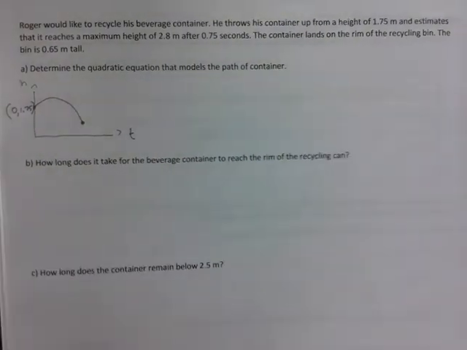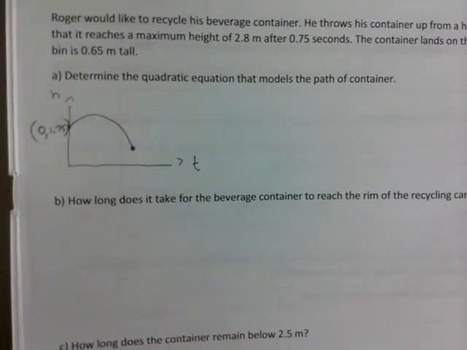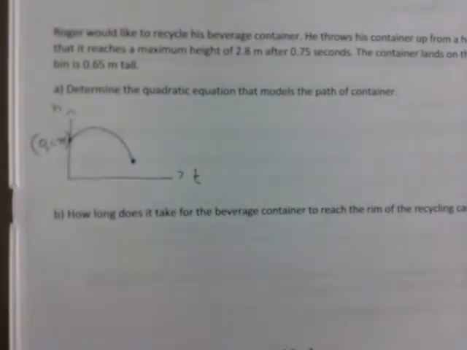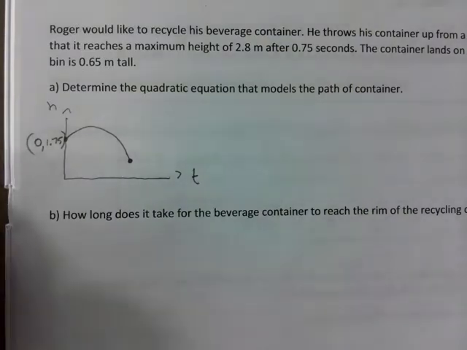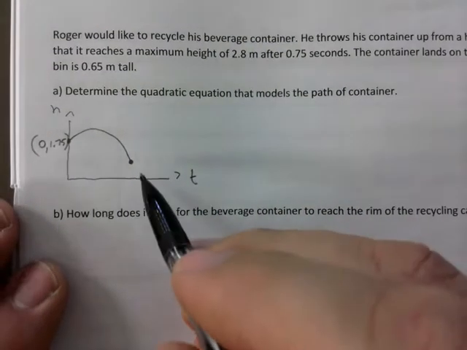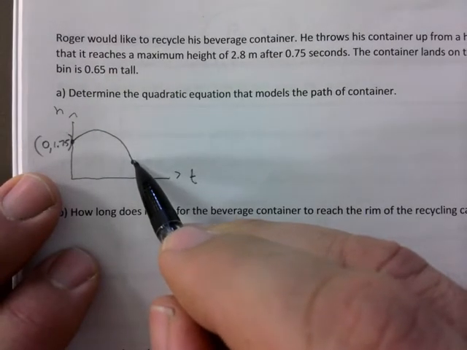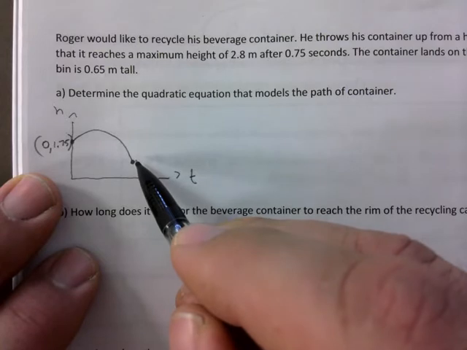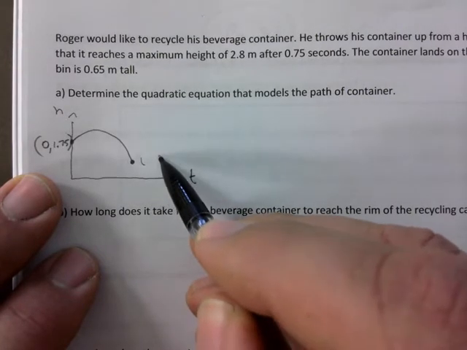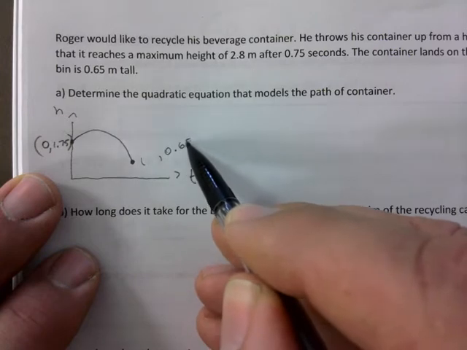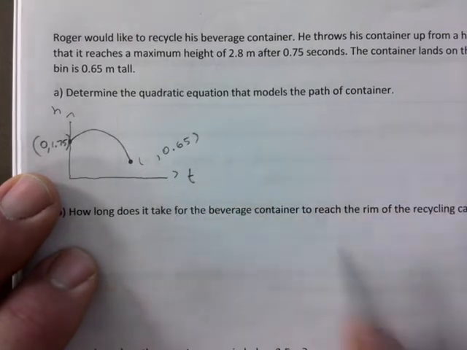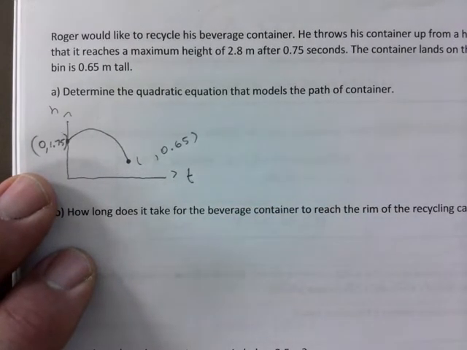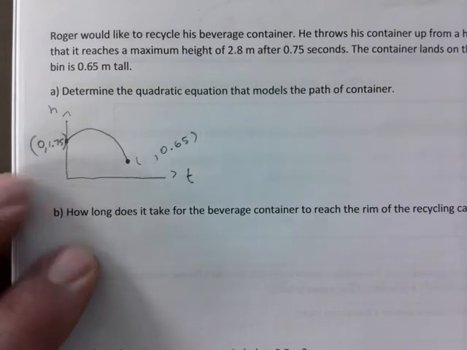Can you see that? It's a little small, isn't it? Let me zoom in here. Make sure you get that right: 1.75. It hits the rim, so it's saying it's not hitting the ground. So we know this point right here is 0.65, correct? Do we know the time, how long it took to get there? Does it tell us at all? Not yet. So how can we find that out?